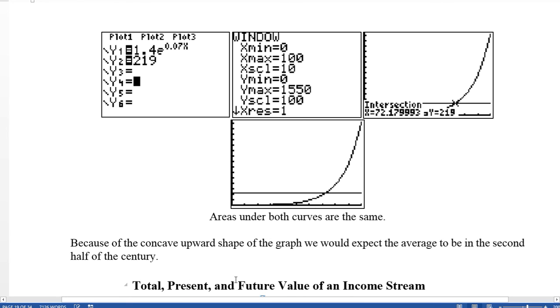Next video, we'll talk a little bit more about some economics problems dealing with total, present, and future value of an income stream.